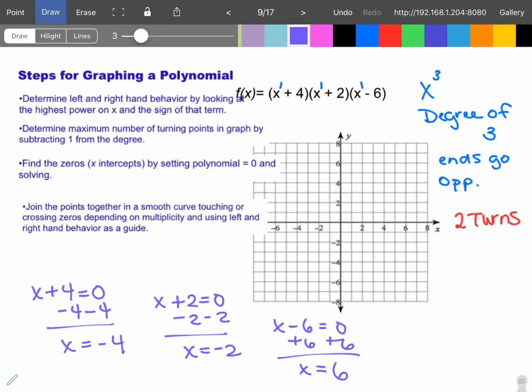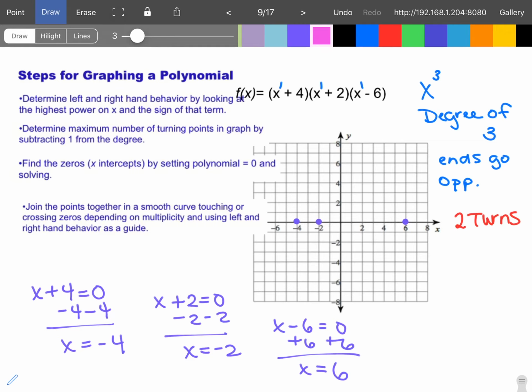It says join the points together in a smooth curve, touching or crossing the zeros depending on the multiplicity, and using left and right hand behavior. So first thing I want us to do is go plot these points. So we've got the negative 4 for the intercept. So I'm going to go to negative 4 and put a dot. I'm going to go on the x-axis to negative 2 and to positive 6. So those are my intercepts. So I know that I need to go through those points.